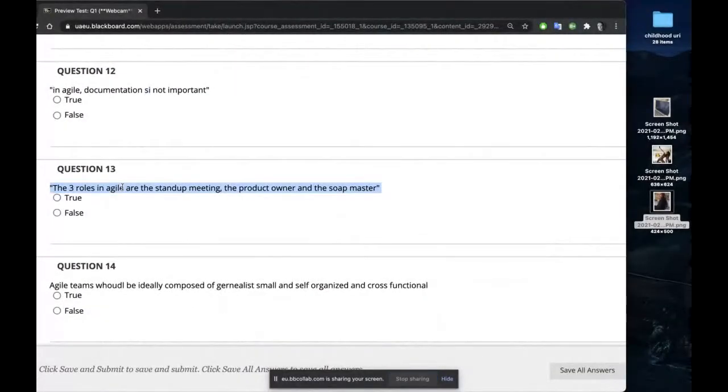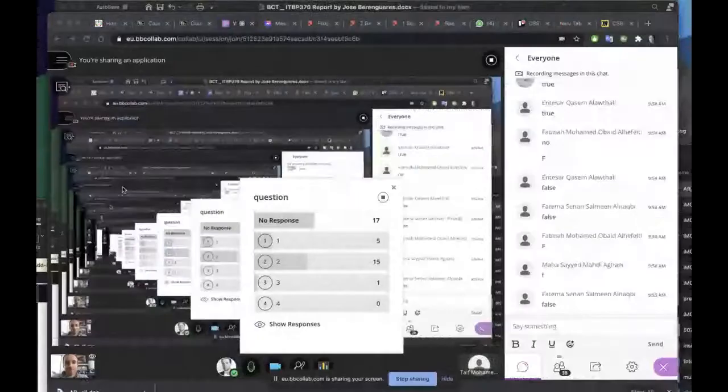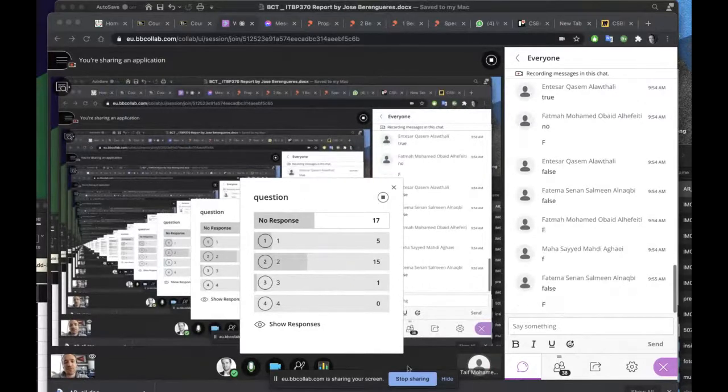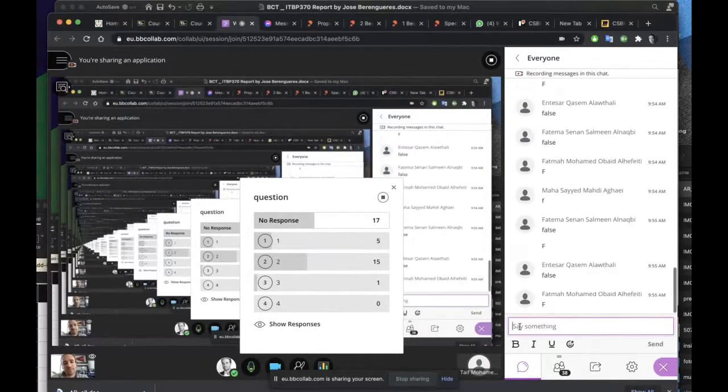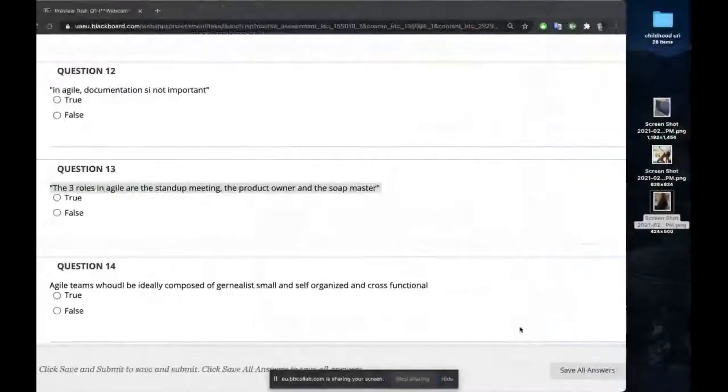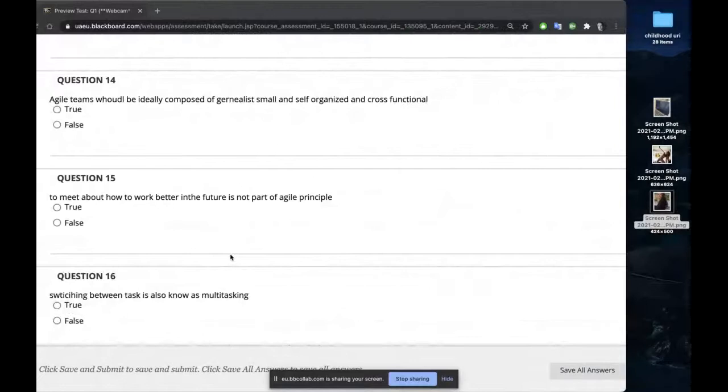The three roles in Agile are stand-up meeting, the product owner, and the Scrum master. True or false? What are the three roles in Agile? Scrum master, product owner, and developer or team members. Very good. Agile teams will ideally be composed of generalists, small, self-organized and cross-functional.